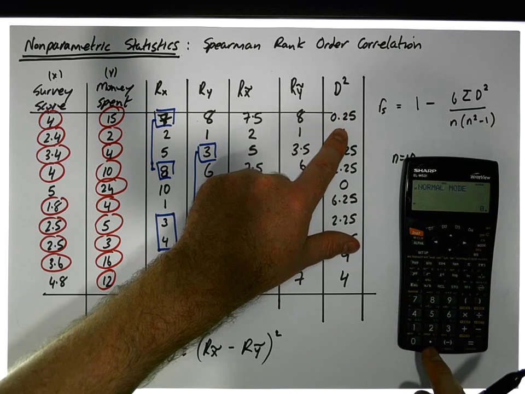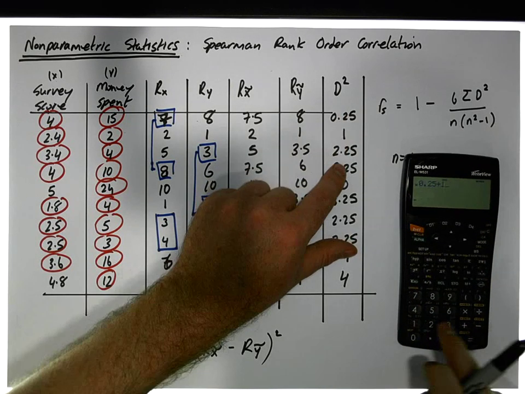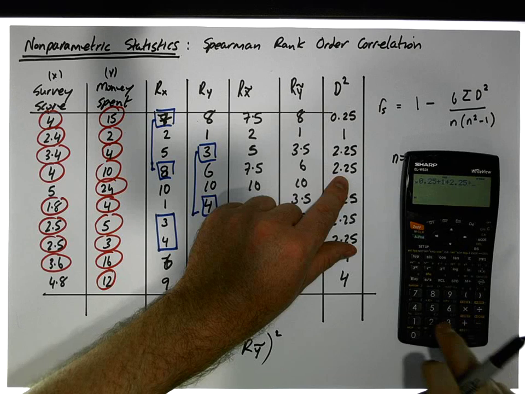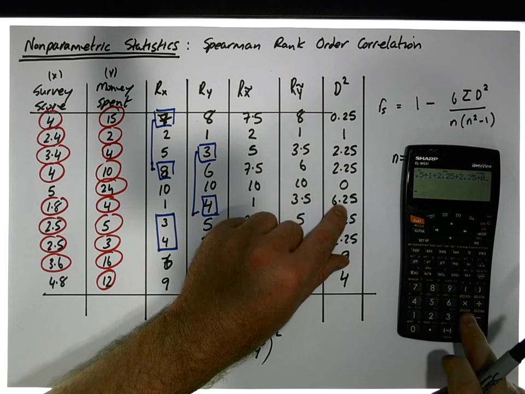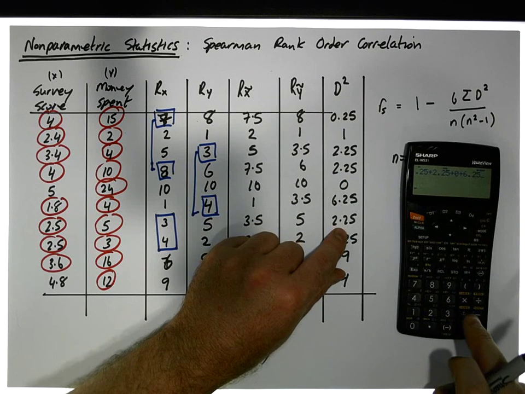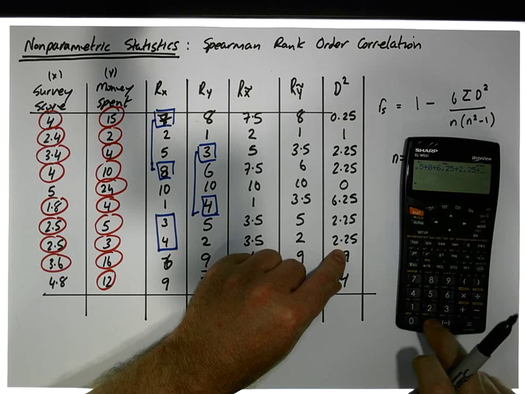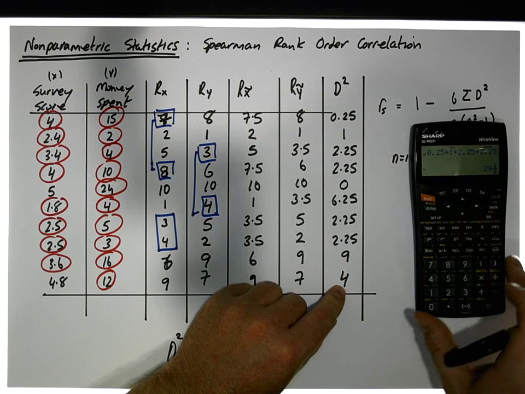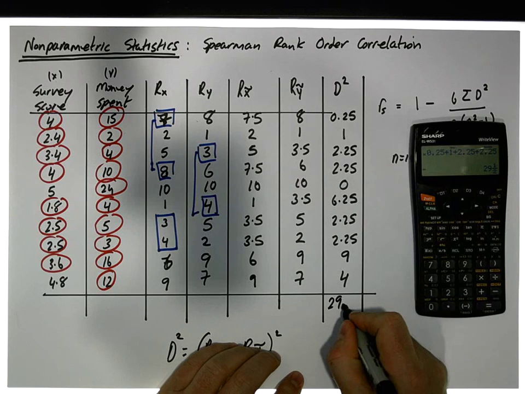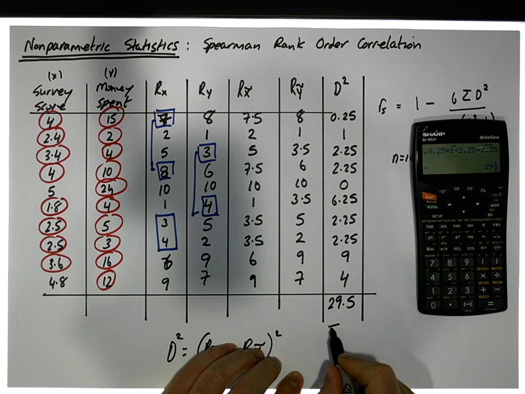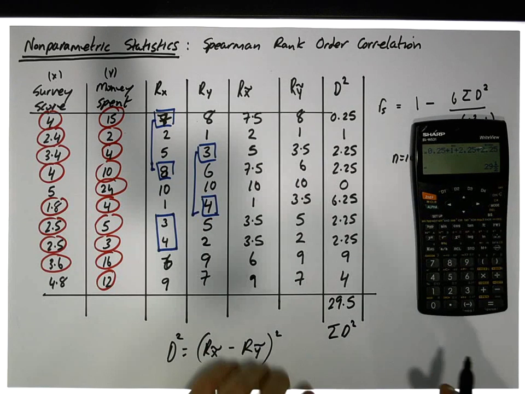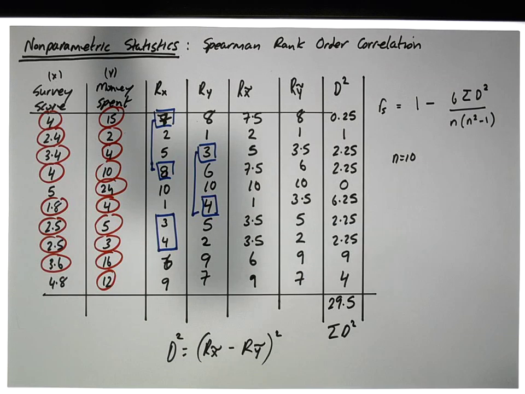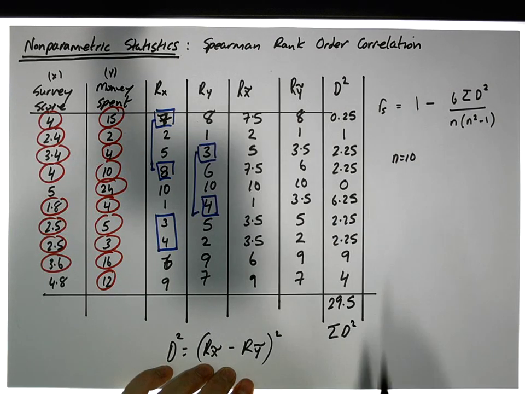So we have 0.25 plus 1 plus 2.25 plus 2.25 plus 0 plus 6.25 plus 2.25 plus 2.25 plus 9 plus 4 gives us a summation of 29.5. So 29.5. This is the sum of the d squared values, okay, of the differences. And now we're in a position to calculate our Spearman rank order correlation.